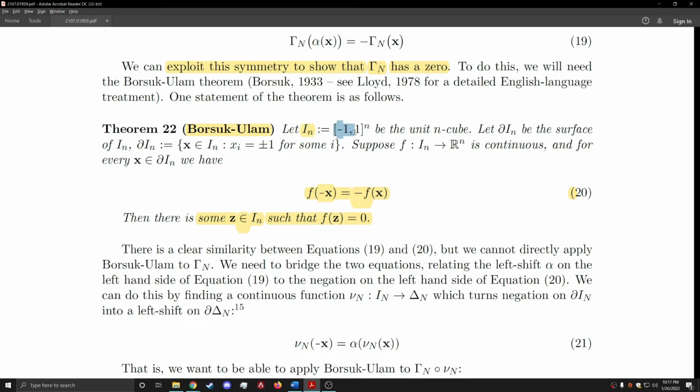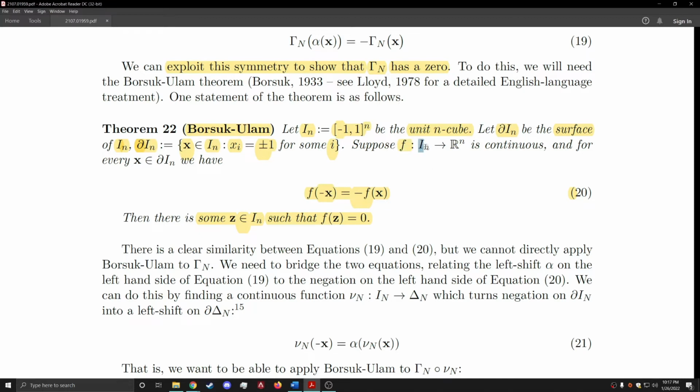We're going to have the hypercube of dimensionality n, the unit n cube, even though technically I've only seen the unit n cube going from 0 to 1. It kind of does trip me up. We are going to be taking del I sub n to be the surface of this hypercube, and we define it right here. Del I sub n is defined as x in the set of things inside of this hypercube, where some coordinate x sub i is either plus or minus 1, for some i, as it says right here. And we're going to have this f.